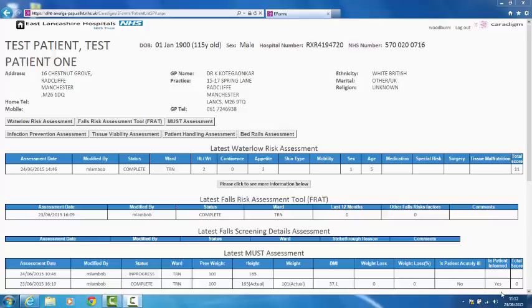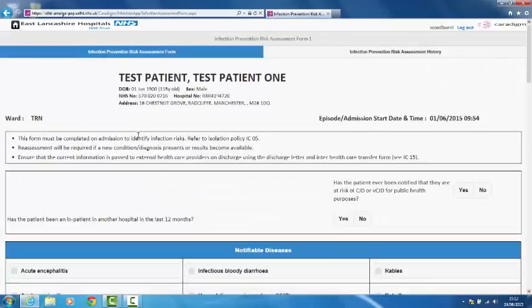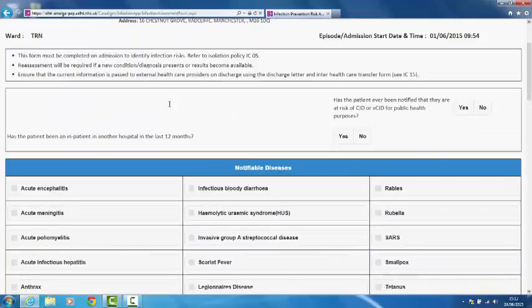To complete the infection prevention risk assessment, click on the Infection Prevention Assessment tab. The patient details are displayed on the top part of the page. You are then required to identify the risks of infection and identify the need for a side room isolation for your patient. These risk assessments should be completed within 12 hours of the patient being admitted to your area.